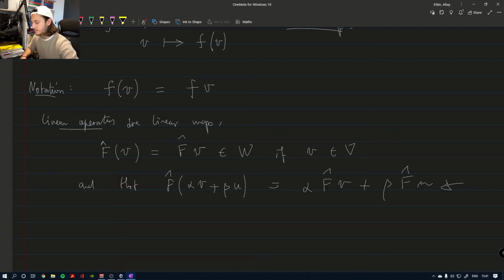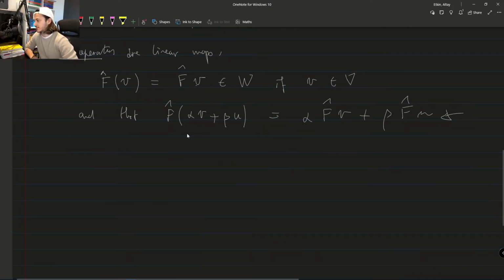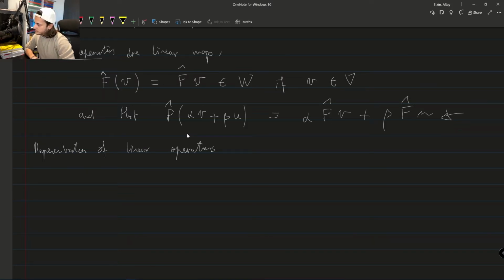Now, another interesting thing about linear operators is their representation. Representation of linear operators is an interesting thing, because what I mean by representation is that you have to have a basis in your vector space.